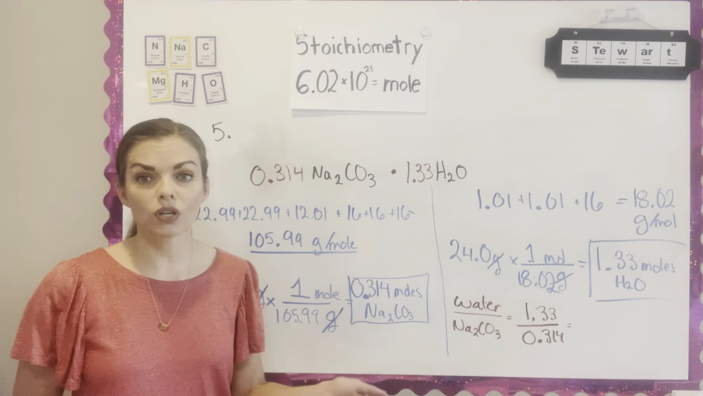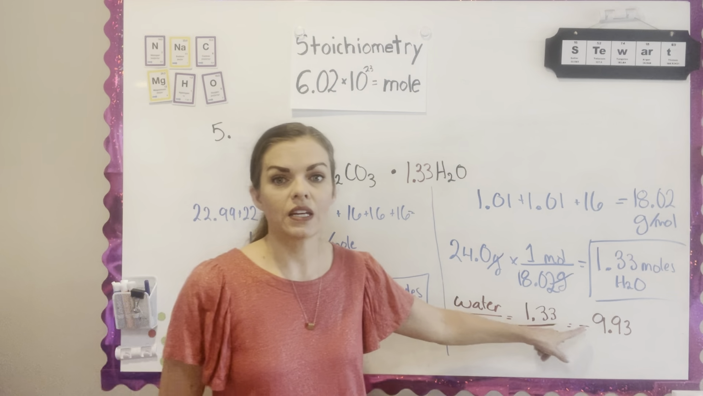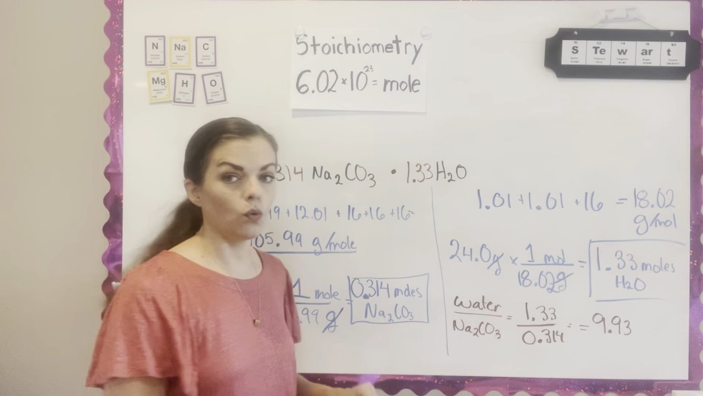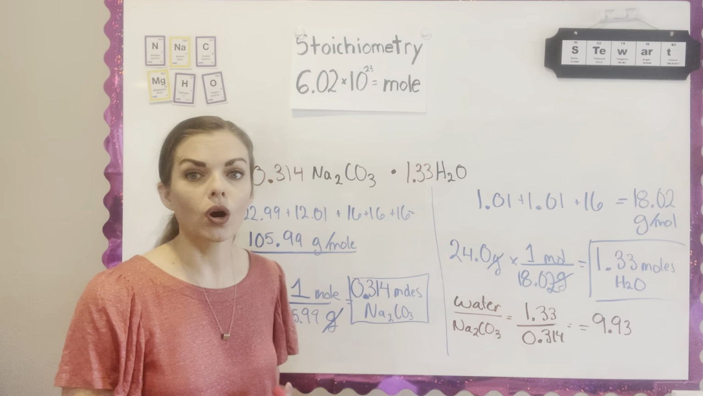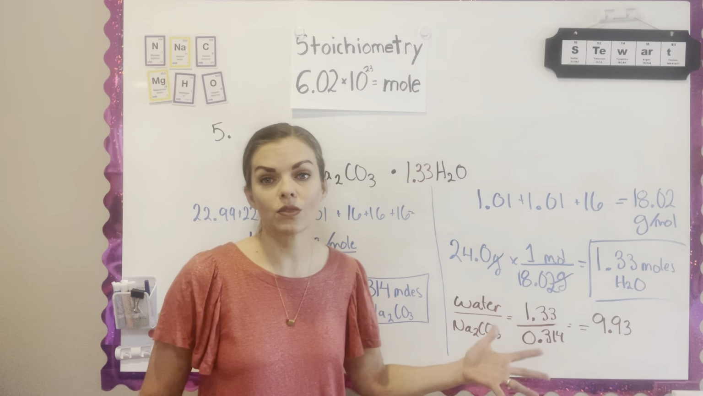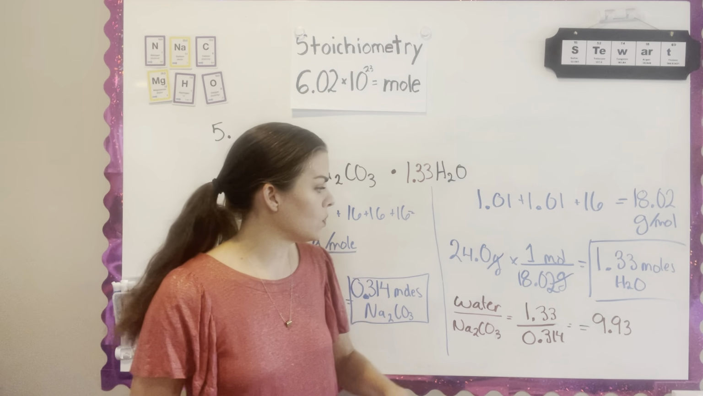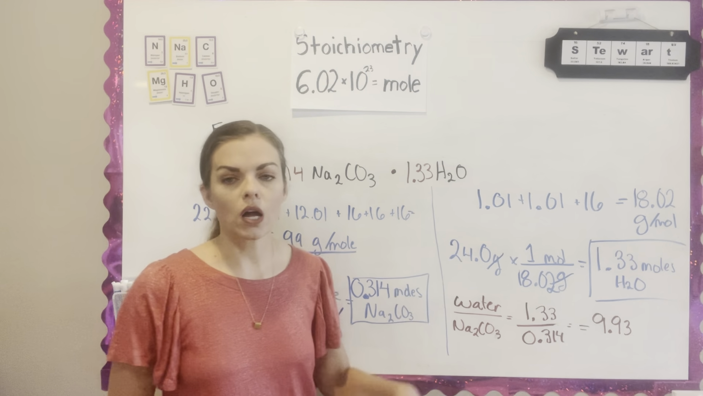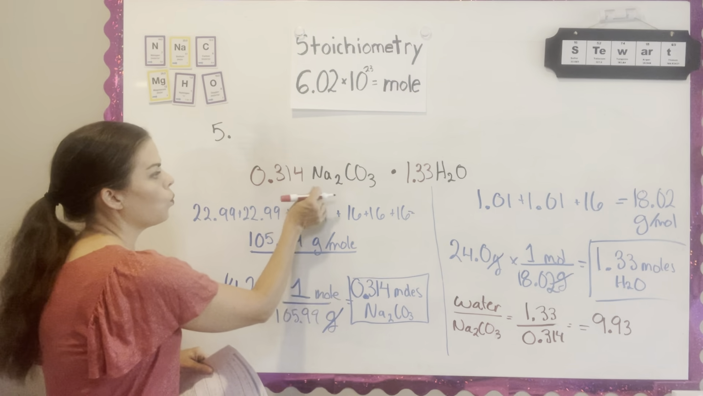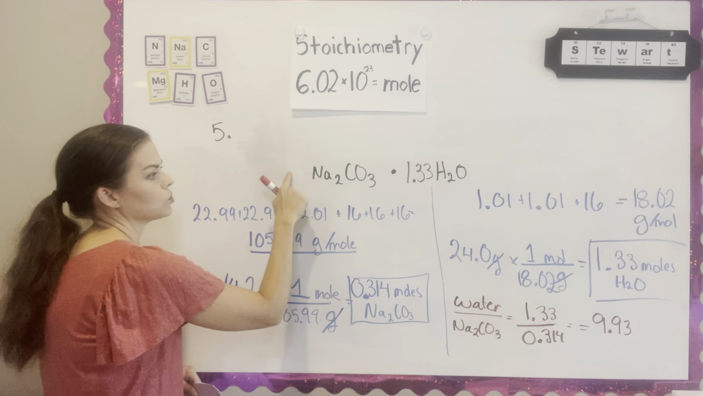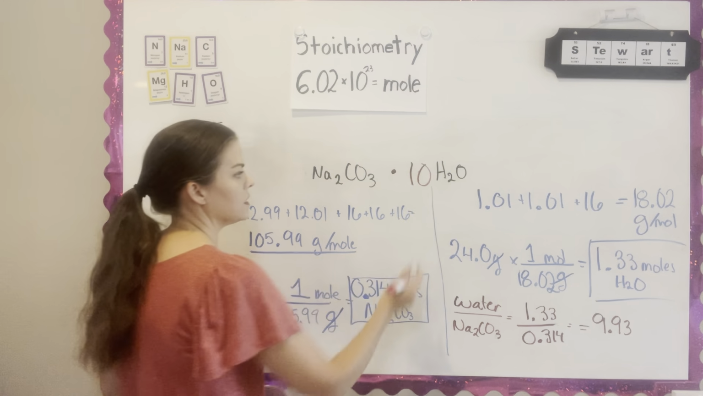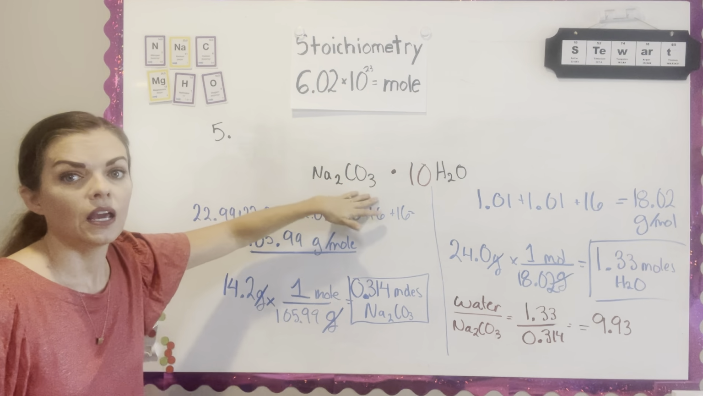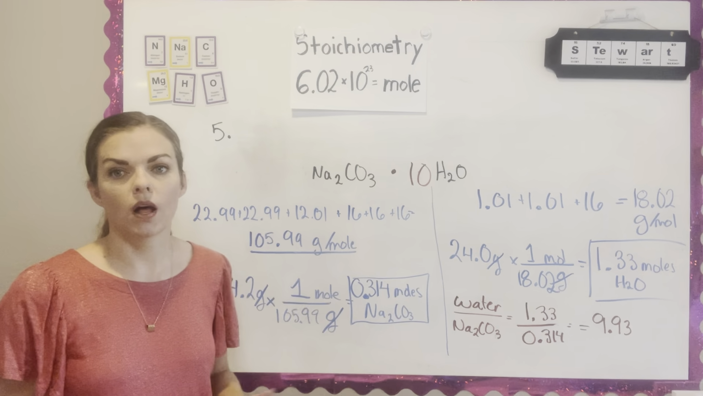If you put that in your calculator, you get 9.93, which is basically 10. We don't round much in this class, but we are going to round here, 9.93 to 10. And so if this becomes a 10, what I know is that I have 10 water molecules for every one of this. So there's a 1 here, and you would have a 10 here. A 1 Na2CO3 or sodium carbonate can have 10 water molecules to it.